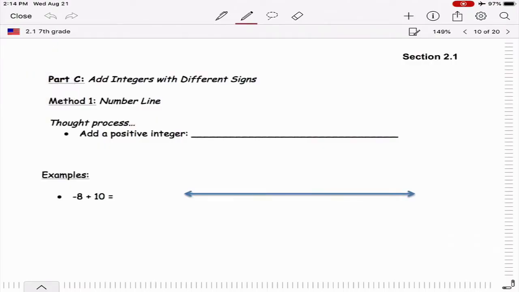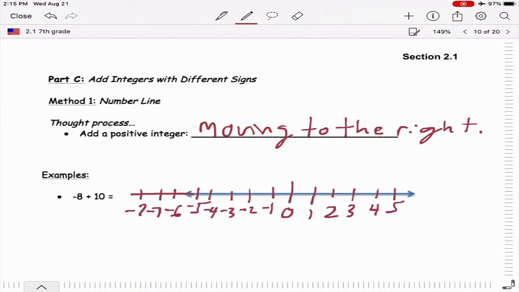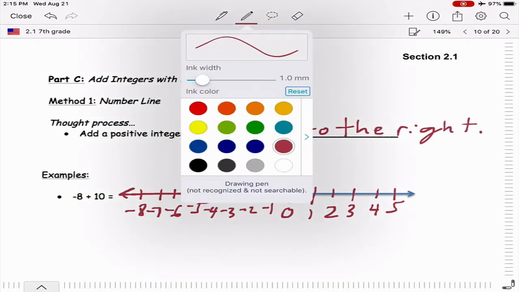Okay, thought process: add a positive integer, right? If you're adding a positive integer, you're moving it to the right. So again, just for now, try the number line method. You can see why I'm not the biggest fan of the number line method, because your number line might be too small and you have to expand it like I just did. Nothing wrong with it, just not a fan of it.